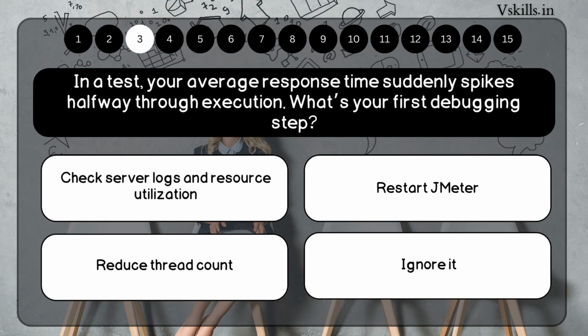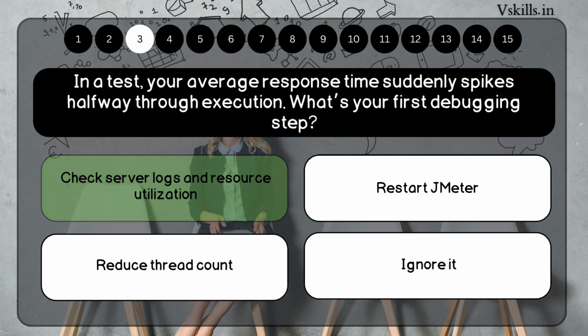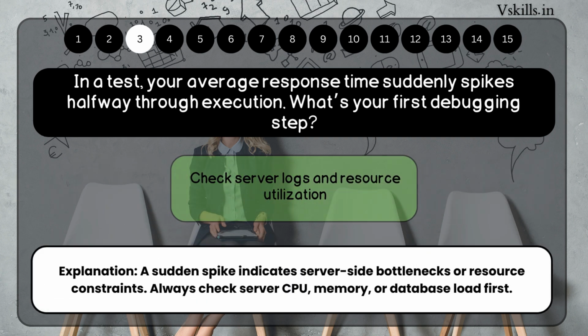Question 3. In a test, your average response time suddenly spikes halfway through execution. What's your first debugging step? The correct answer is check server logs and resource utilization, as a sudden spike indicates server-side bottlenecks or resource constraints. Always check server CPU, memory, or database load first.